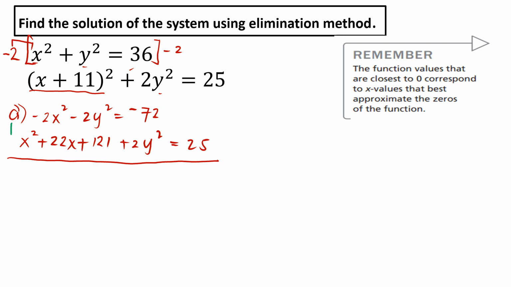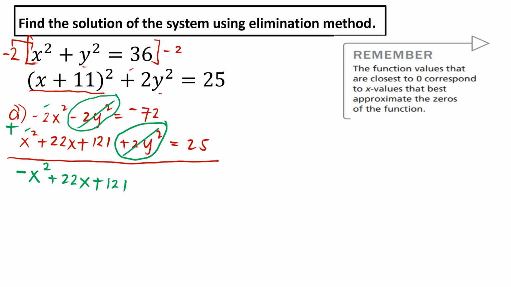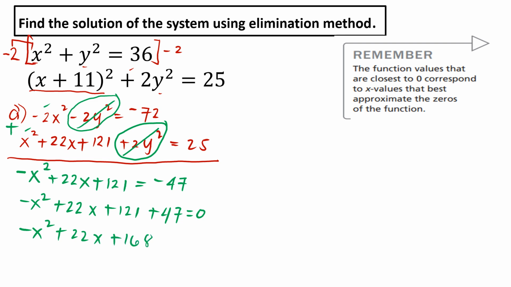So the negative 2x squared and the x squared will give us negative x squared, and then there's no similar term for the 22x, so we are going to bring it down, followed by the constant 121. And this time the negative 2y squared and the positive 2y squared, if added, will give us 0. Then we are going to add negative 72 and 25, and this will give us negative 47. So to further simplify, we have negative x squared plus 22x plus 121 minus 47 equals 0. Okay, so we are going to add all the constants, and this will give us a sum of 168.